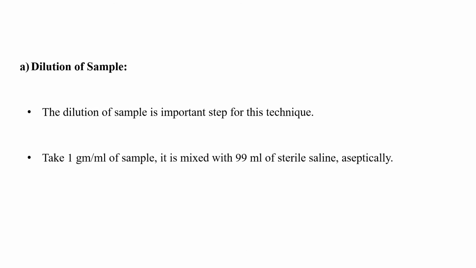In the pour plate method, the first step is the dilution of the sample. We have to carry out the dilution of the sample. How to dilute the sample? For that you can take 1 gram or 1 ml of the sample. Then it is mixed with 99 ml of sterile saline aseptically. This leads to a 1:10⁻² dilution of the sample.